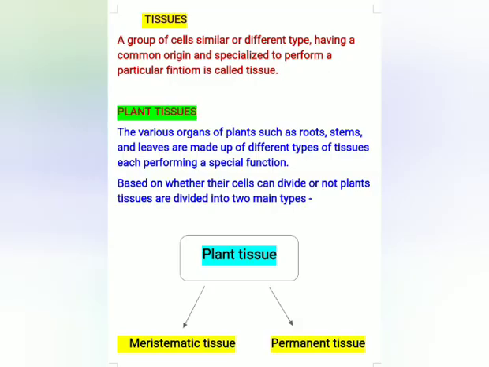In plants, there are many cells meant for performing different types of functions. Some cells are specialized for transportation of water and minerals absorbed by the roots throughout the plant body. Some cells are specialized for translocation of food prepared by the leaves. On the other hand, some plant cells are meant for growth. Based on whether their cells can divide or not, plant tissues are divided into two main types, meristematic tissue and permanent tissue.